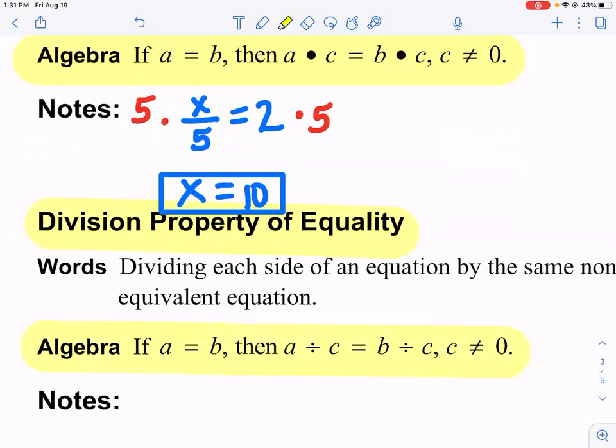All right, so then last but certainly not least, we can do the same thing with division. We can divide both sides of the equation by a number to equal it out.